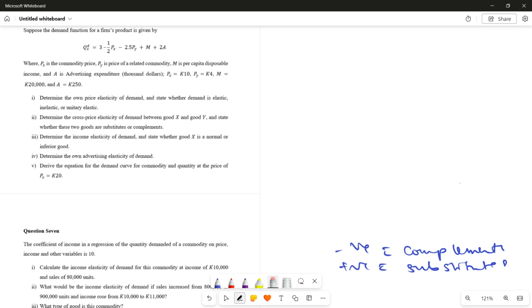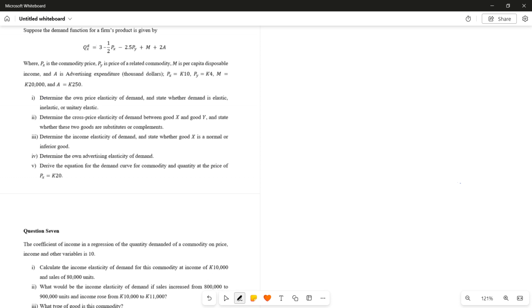Okay, great. So it's something like this, as simple as that, right? Great. So the two goods are complements. Simple. Determine the income elasticity of demand and state whether good X is a normal good or inferior good. This one is the simplest.